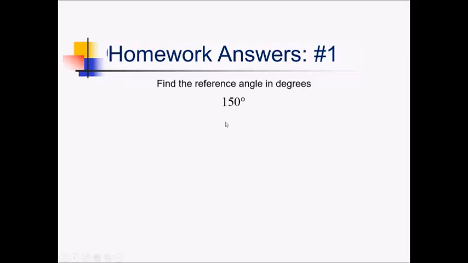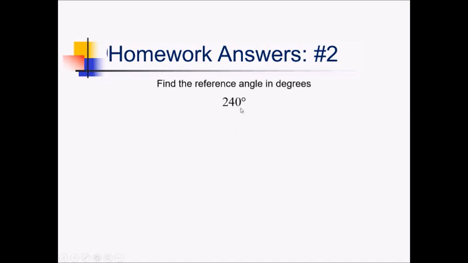For this problem, I want the reference angle for 150 degrees. So just thinking about the closest x-axis angle, this is closest to 180. To get the distance between this and 180, the positive distance, I just do 180 minus 150, which gives me 30 degrees.